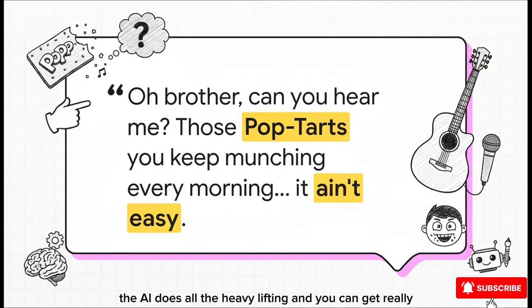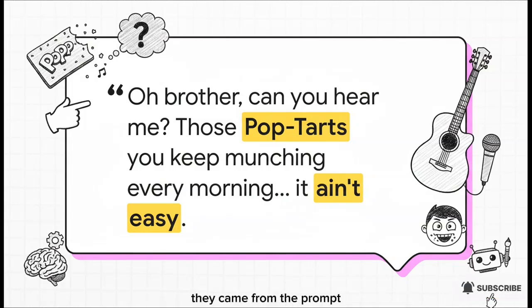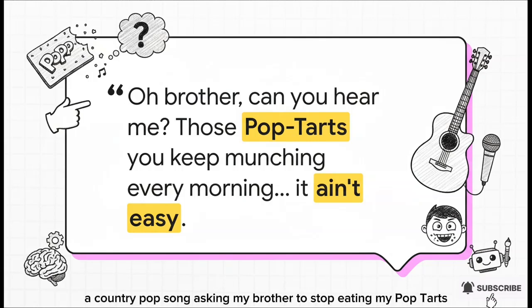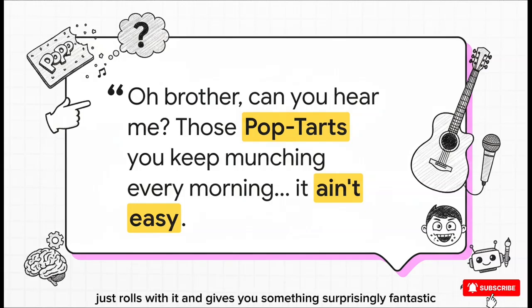And you can get really, really creative with this stuff. I mean, check out these lyrics. They came from the prompt, a country pop song asking my brother to stop eating my Pop-Tarts. It just goes to show you can get super specific, even a little bit silly, and the AI just rolls with it and gives you something surprisingly fantastic.